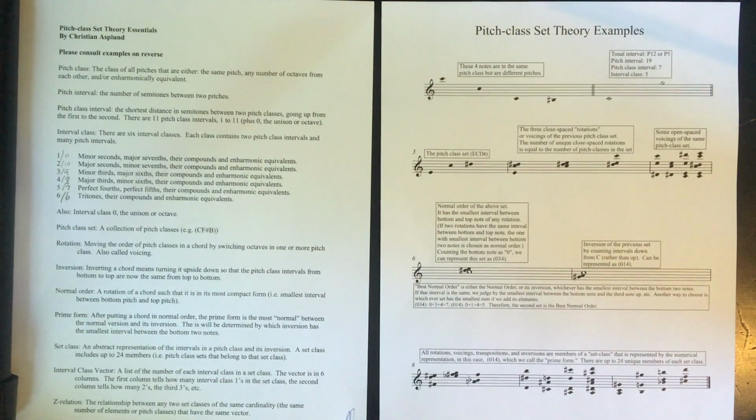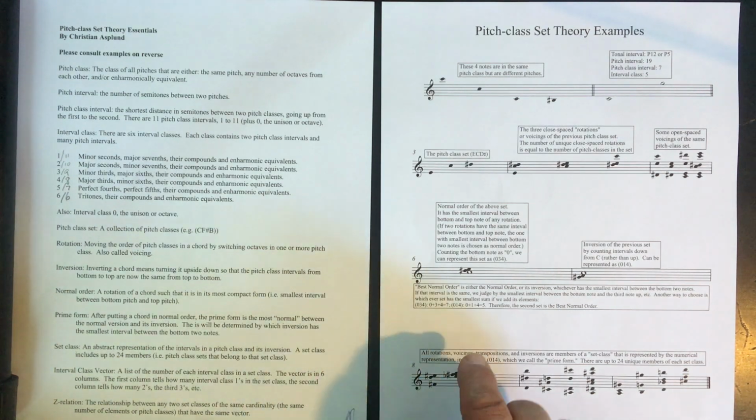It's pretty straightforward. We're familiar with this with tonal music. We have a C major triad. These are all versions of the C major triad. C, E, G is a pitch class set. Okay, now then we get into this concept of normal order.